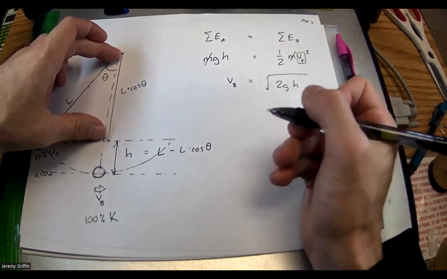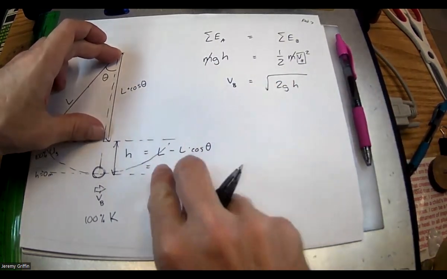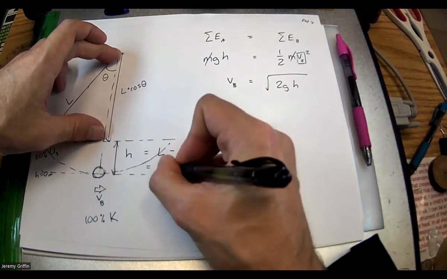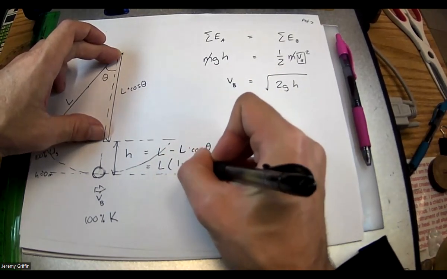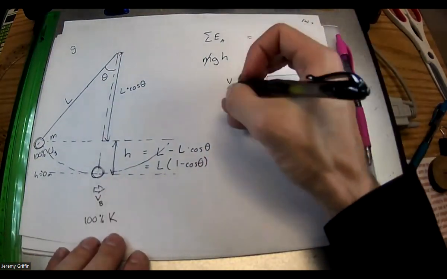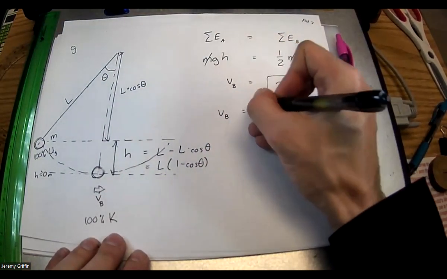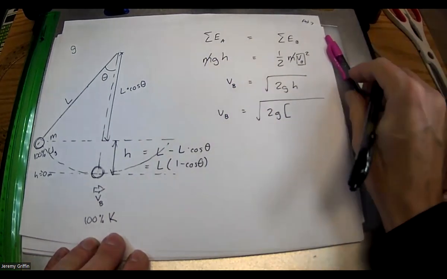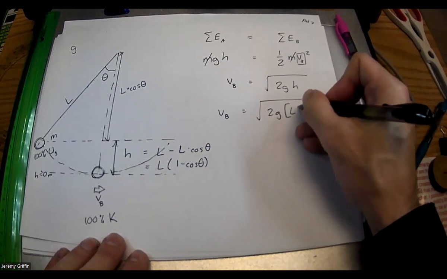Would that be true? And if you want to be fancy about it, you could factor out an L and call it L times 1 minus cosine theta. You guys can do that? Okay. So where that H is, I'm going to do that. You can say the speed at point B is the square root of 2g, but instead of H, I'm going to say L times 1 minus cosine theta.